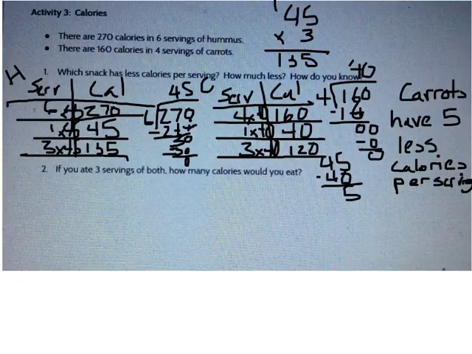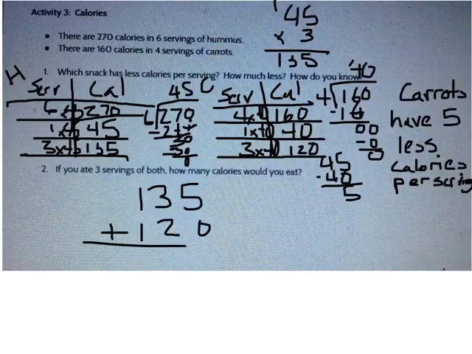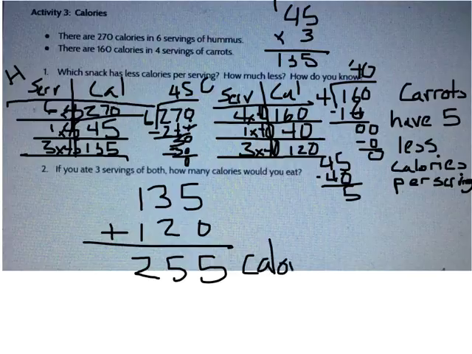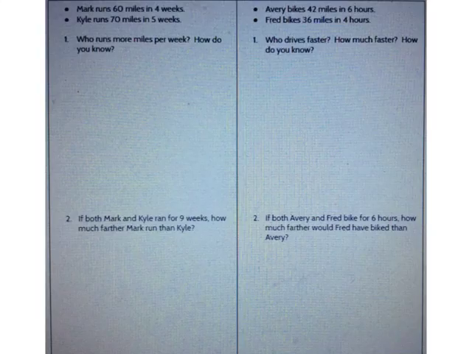Now I can add them together to answer the question. What's 135 plus 120? It's 255. If you ate 3 servings of both snacks, you would eat 255 calories.